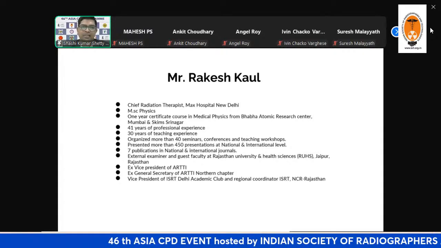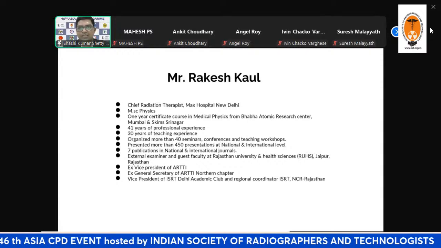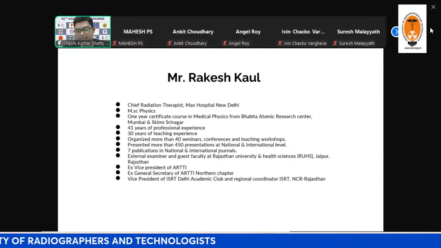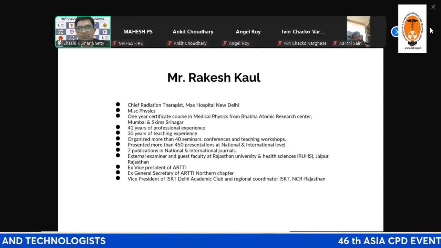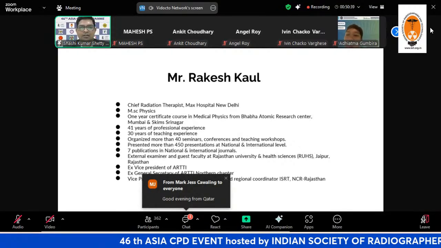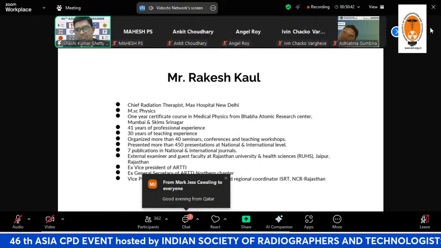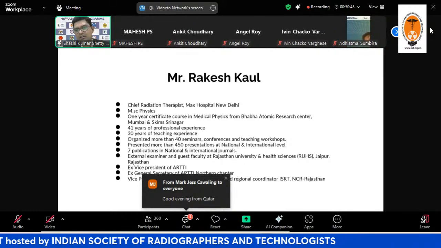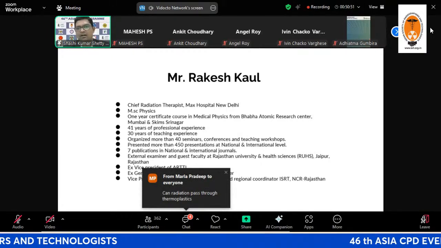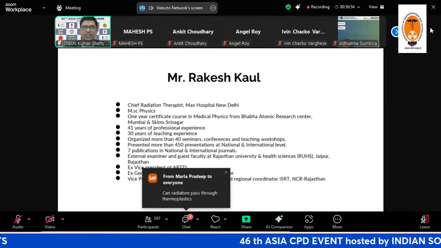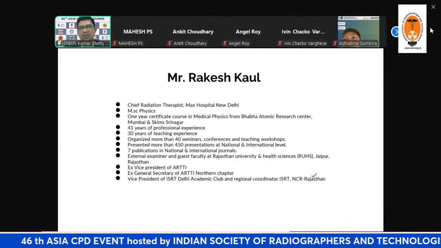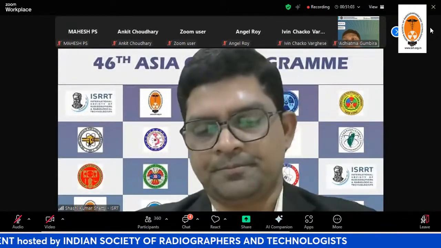Sir is also an external examiner and guest faculty at Rajasthan University of Health Sciences, Jaipur, and is an auditor of the Healthcare Sector Skill Council, New Delhi. He was ex-vice president of ARTTI, the radiotherapy association, ex-general secretary of ARTTI Northern Chapter, and is presently vice president of ISRT Delhi Academic Club and regional coordinator of ISRT for NCR and Rajasthan. So with this note, I welcome Rakesh Kaul, sir, for his presentation. Over to you, sir.